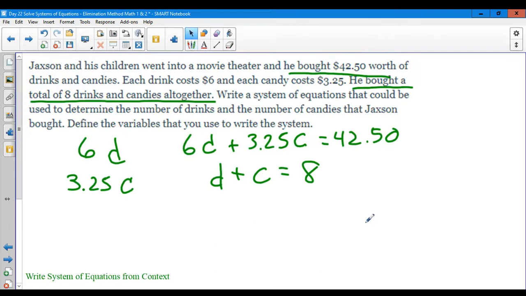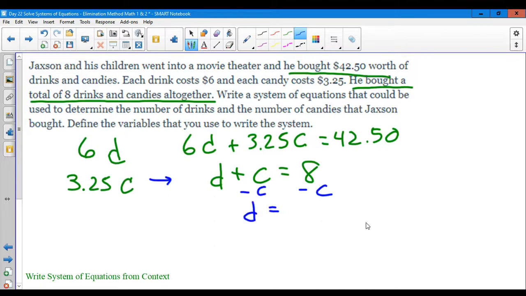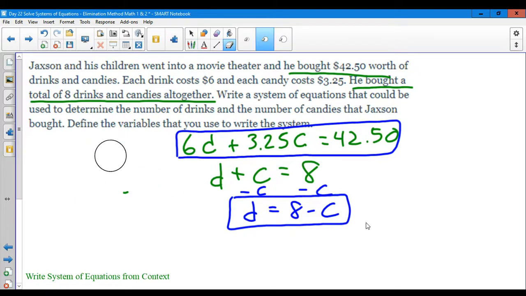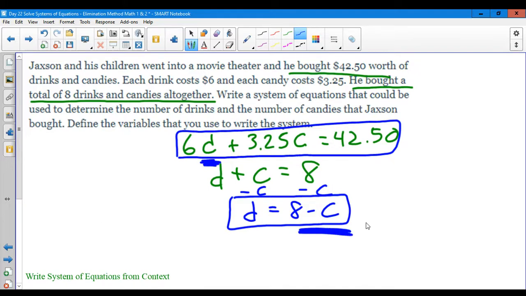And I'm going to use the substitution method, where I have to isolate a variable in one of the equations. That's going to be simple to do in this bottom equation. I could subtract D or C from both sides of the equation, and here I've decided to isolate the D. So now my new equation looks like this. Here is the other equation in my system, and I can substitute this value in for D into this equation. That's what we mean by substitution.